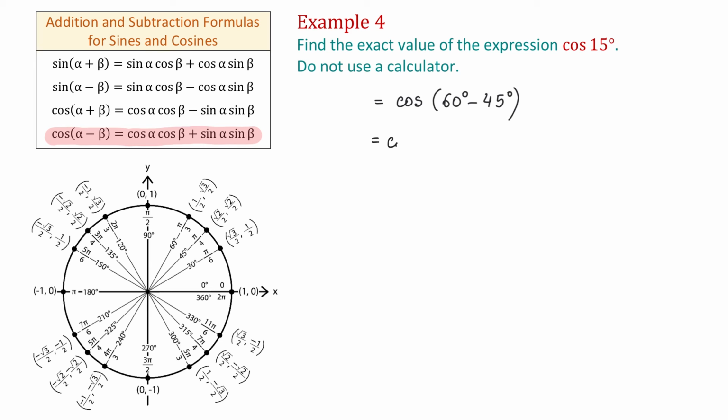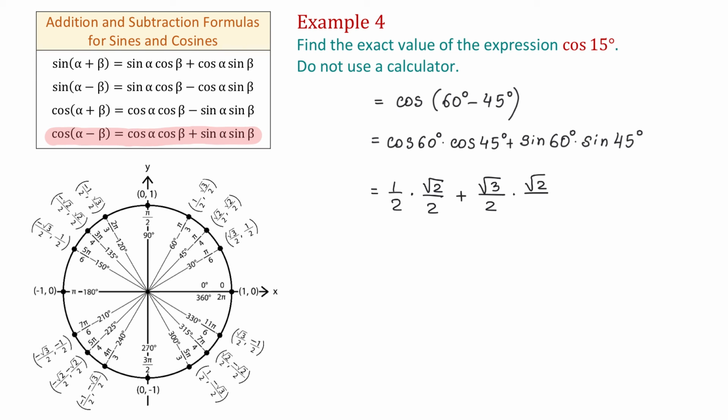According to this formula, we will have cosine of 60 degrees times cosine of 45 degrees plus sine of 60 degrees times sine of 45 degrees. Then from the unit circle, cosine of 60 degrees is 1/2, cosine of 45 degrees is square root of 2 over 2, sine of 60 degrees is square root of 3 over 2, and sine of 45 degrees is square root of 2 over 2. If we replace, we will have 1/2 multiplied by square root of 2 over 2 plus square root of 3 over 2 multiplied by square root of 2 over 2.